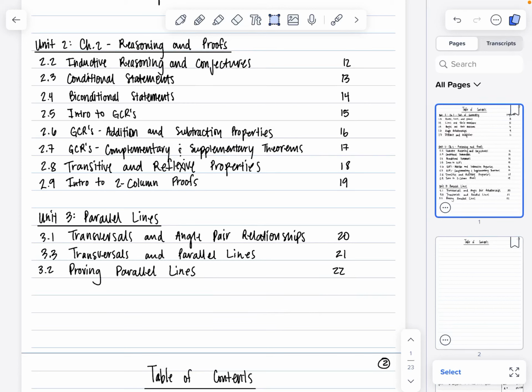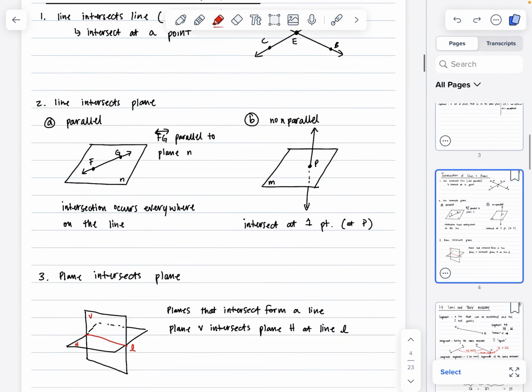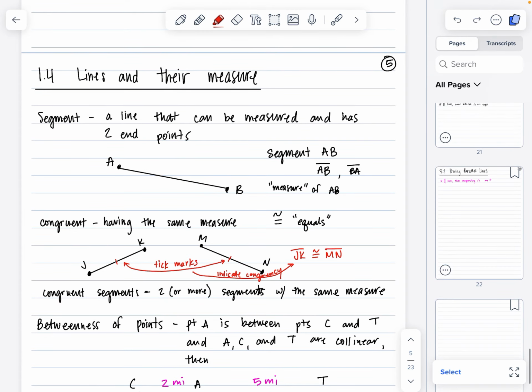Hello and welcome to our next section, proving parallel lines. This time we don't know that the lines are parallel. Get this title into your table of contents. But yeah, like I said, we don't know that the lines are parallel this time, so we're going to prove that they are parallel.